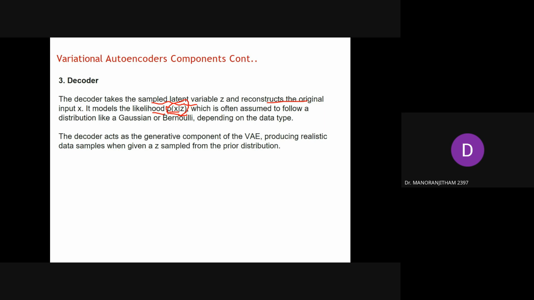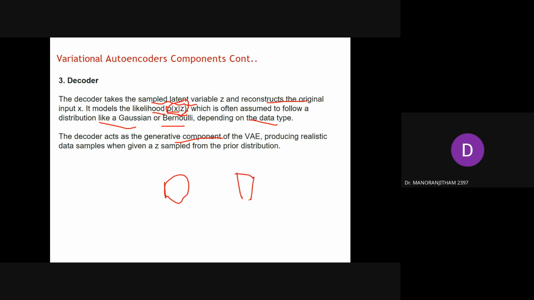Here the input is z and the output is x. X is nothing but the original data, which is often assumed to follow a distribution like Gaussian or Bernoulli. So here we can use a Gaussian distribution or a Bernoulli distribution, depending on the data type, so that you can find the likelihood probability. So the decoder acts as the generative component of the VAE.